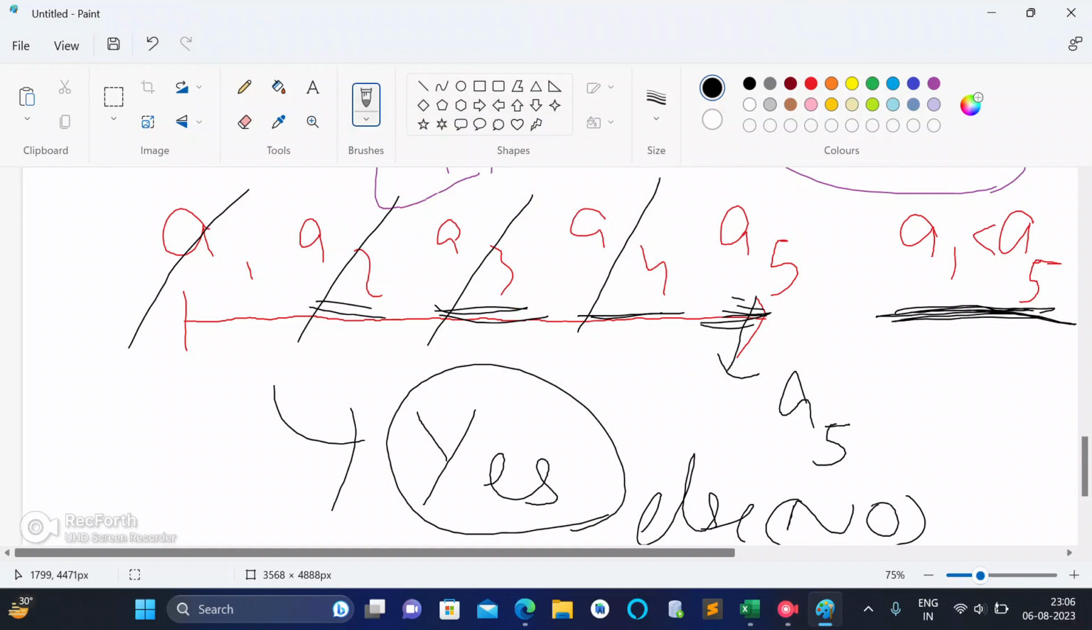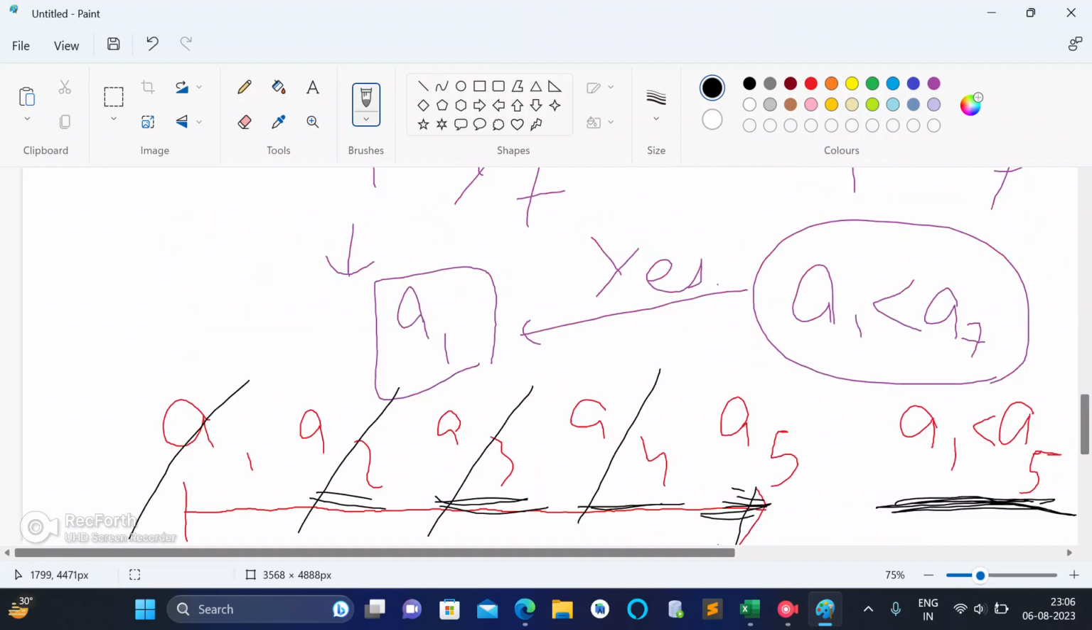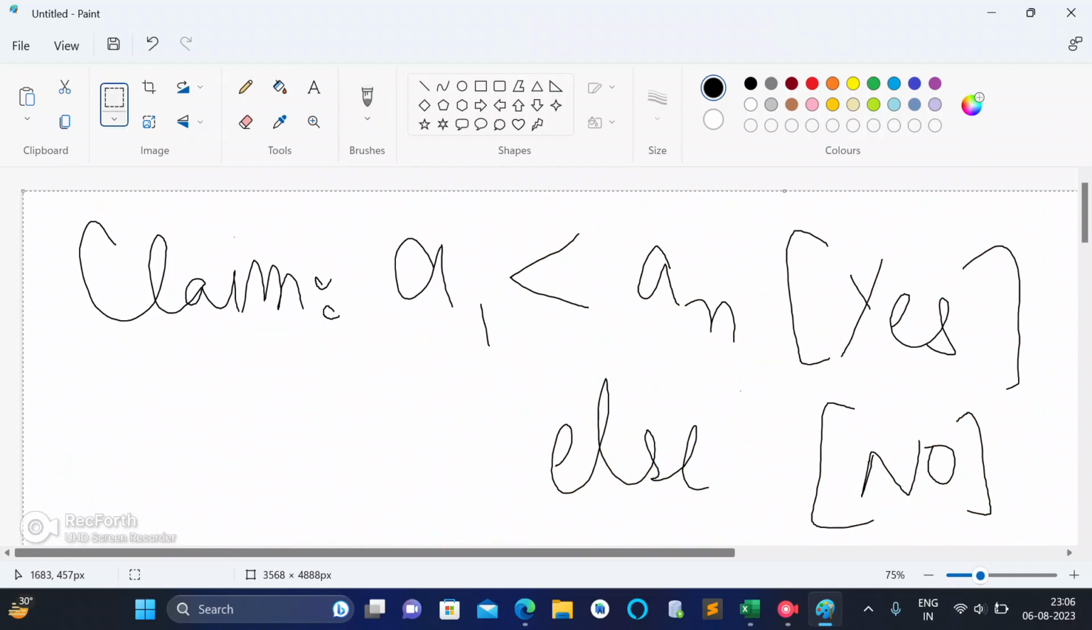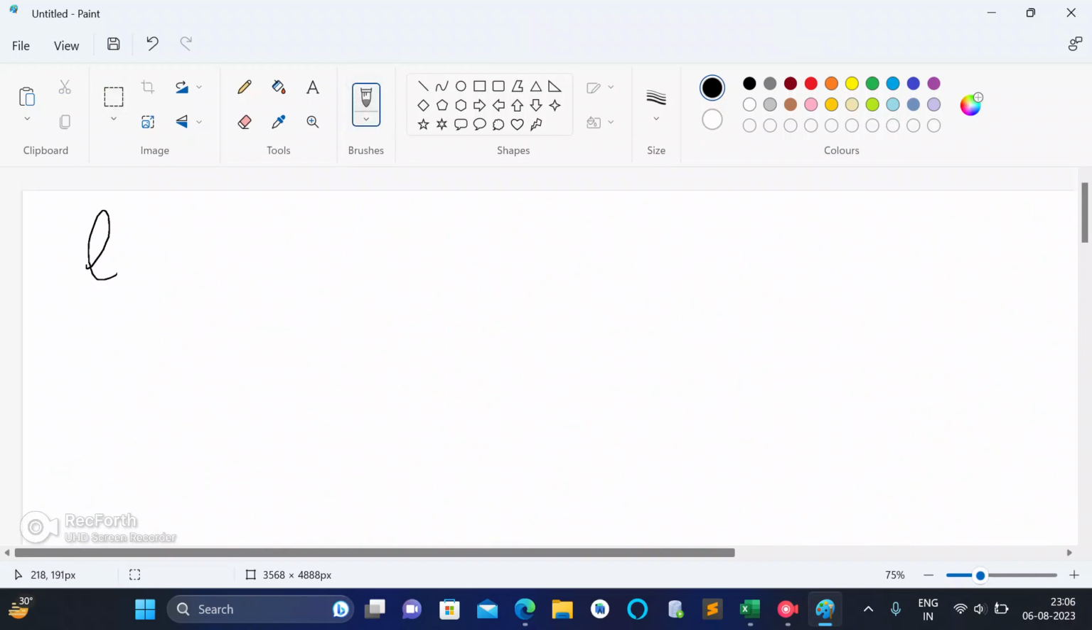Okay, my answer would be yes if the first element is lesser than the last element. Else my answer is no. There might be a possibility that the answer would be yes also. So let's now prove why else the answer would be no.